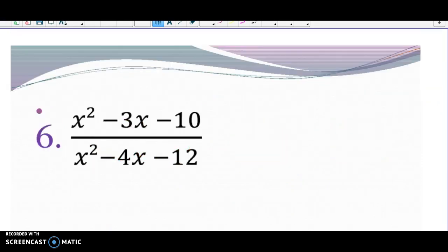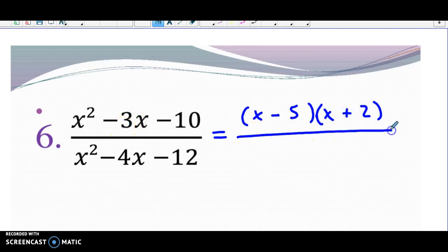Okay, last two. Definitely want to factor on this so that I can simplify. So I'm looking for factors of 10 that will add to -3. Just about the only factors of 10 I can come up with are 5 and 2. And if I do a -5 and a +2, then those will add to -3x.